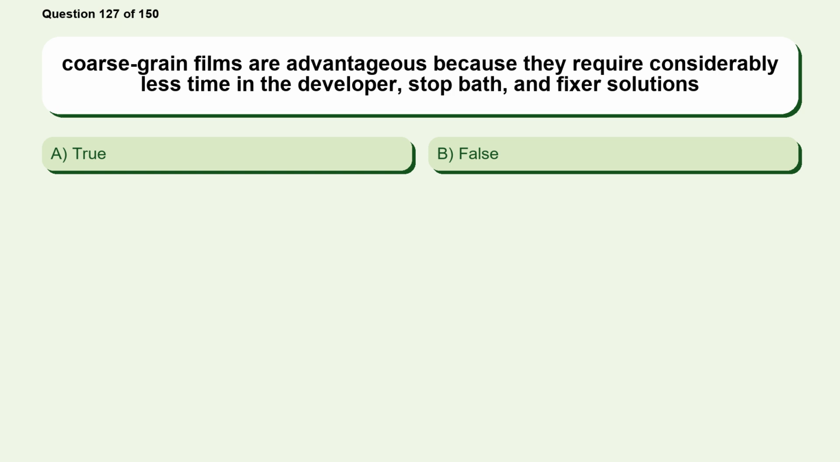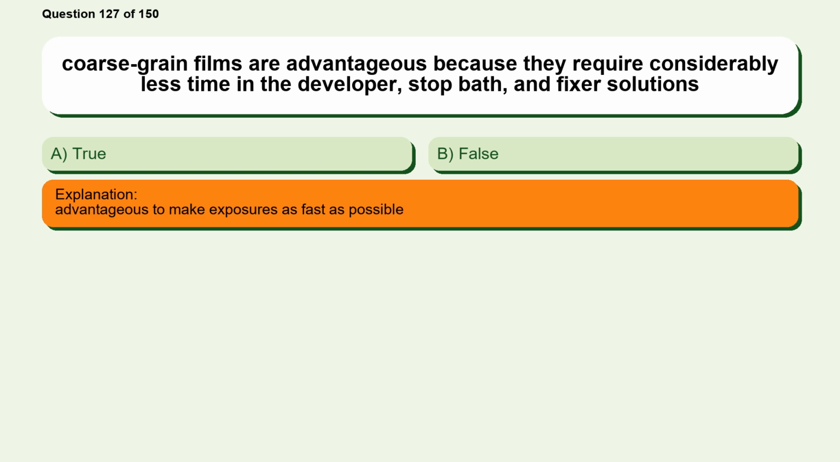Question 127. Coarse-grained films are advantageous because they require considerably less time in the developer, stop bath, and fixer solutions. Option A, true. Option B, false. The correct answer is option false. It is advantageous to make exposures as fast as possible.